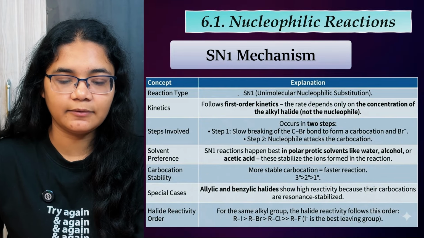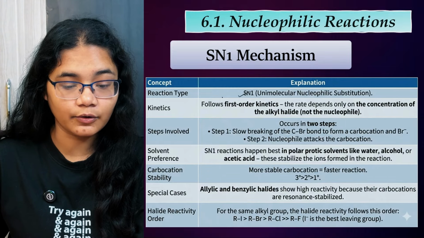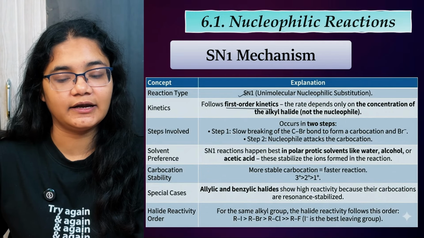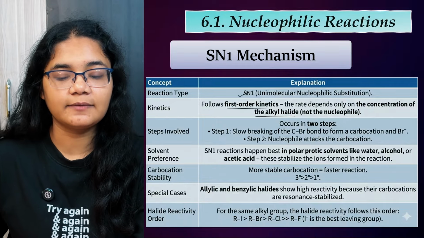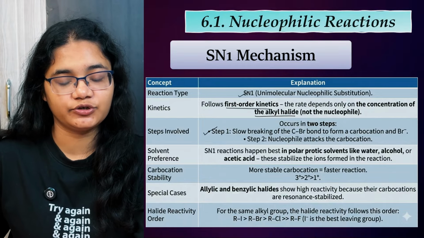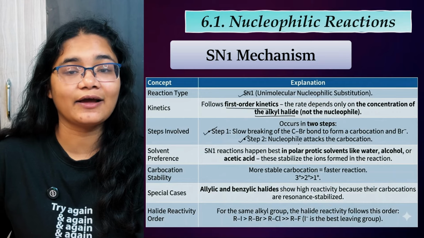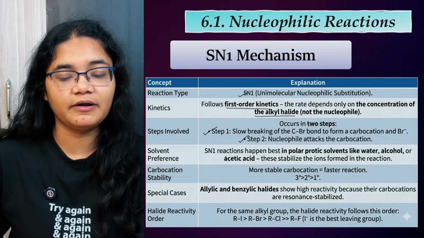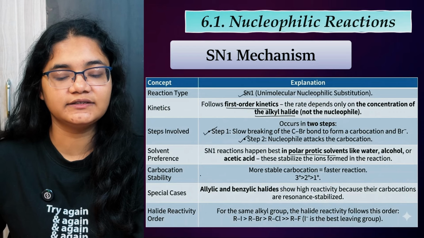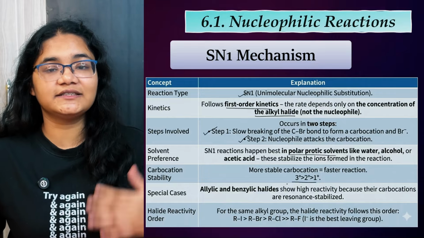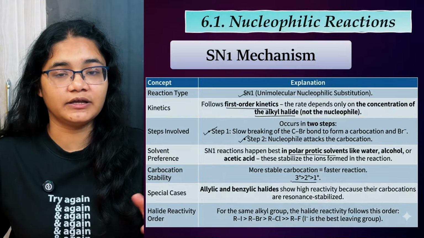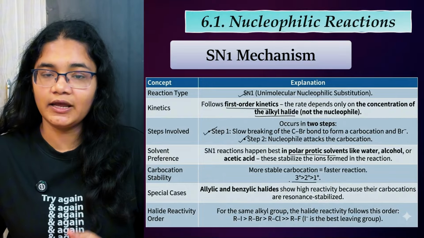So the reaction type is unimolecular, and it follows first order kinetics, and here the rate only depends on the concentration of the alkyl halide. The steps involved, as we saw, the first one is the formation of carbocation, the second step is the attack of the nucleophile. Solvent preference here is polar protic solvents. The carbocation stability order is 3 degree, 2 degree, 1 degree. So since in this reaction a carbocation is formed, the reactivity order is 3 degree, 2 degree, 1 degree.